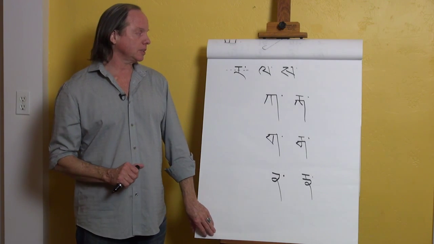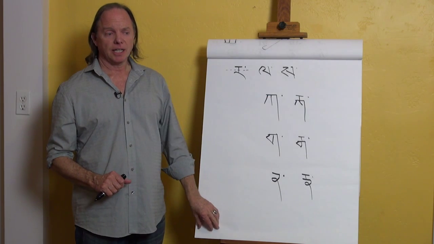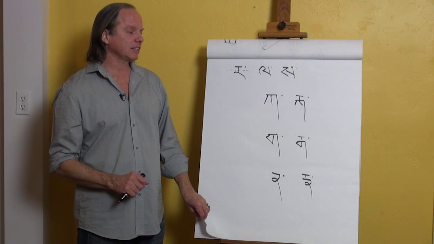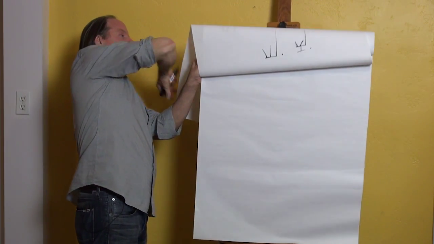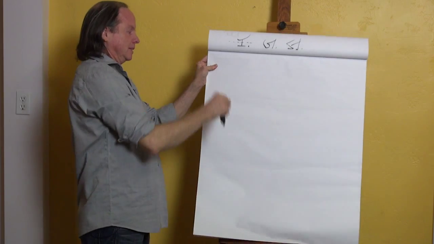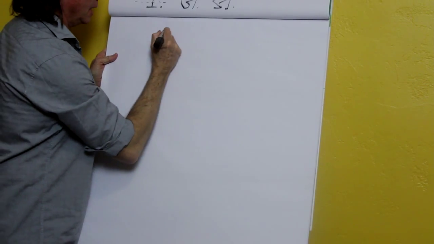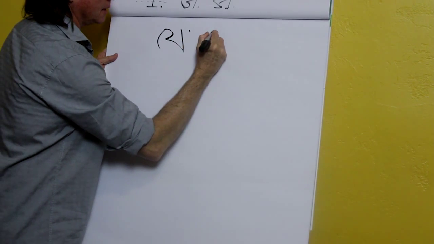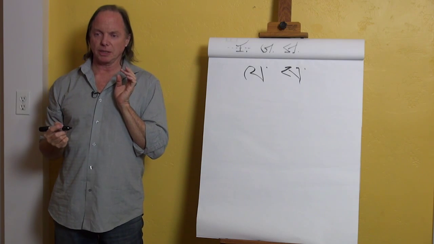Okay. So now today our goal will be to finish the la and sa as a head letter and discuss its effects on pronunciation. So let's go to a new piece of paper. And today we're talking about la and sa as superjoined letters, okay?